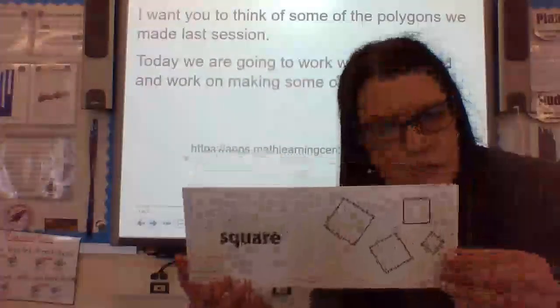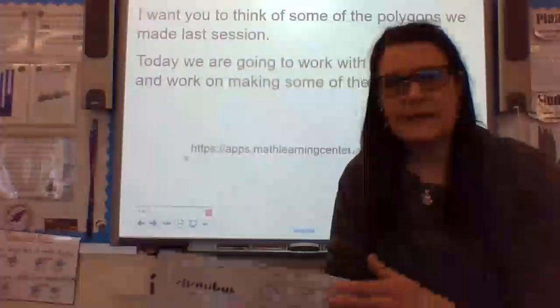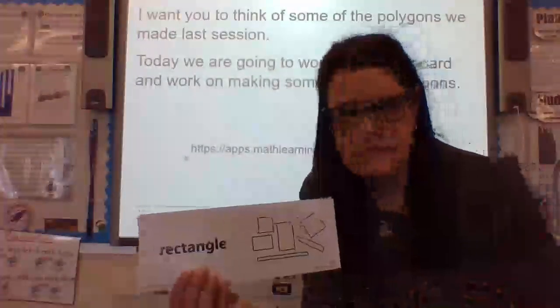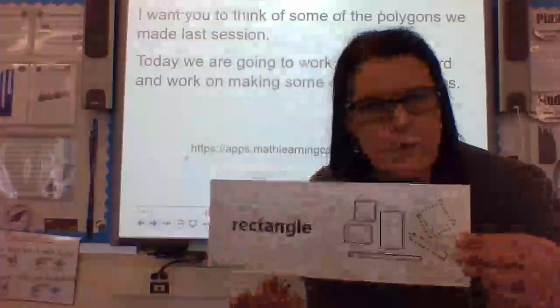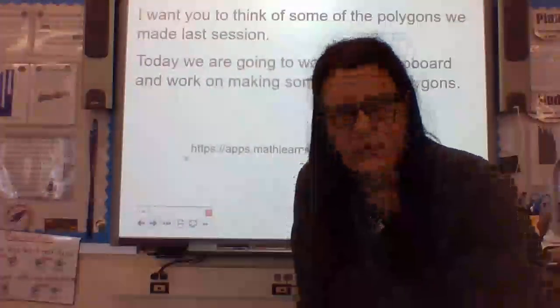He talked about squares and what makes up the attributes of a square. He talked about the rhombus and what makes up the attributes of a rhombus. And he talked about a rectangle and what some attributes are that make up a rectangle.